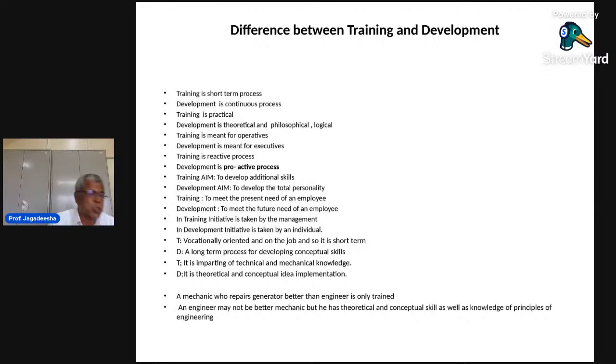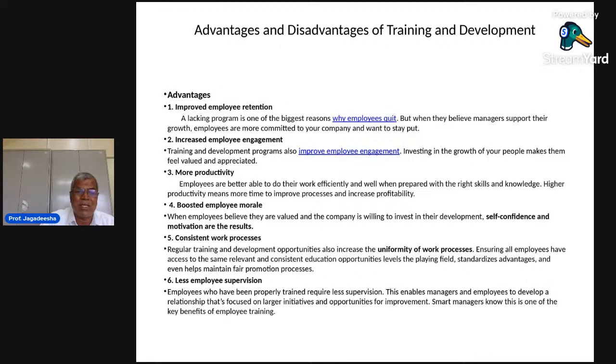Now, having understood all this, it is time for us to look into the advantages and disadvantages of training and development. The important advantages are, first one, employee retention can definitely be improved.